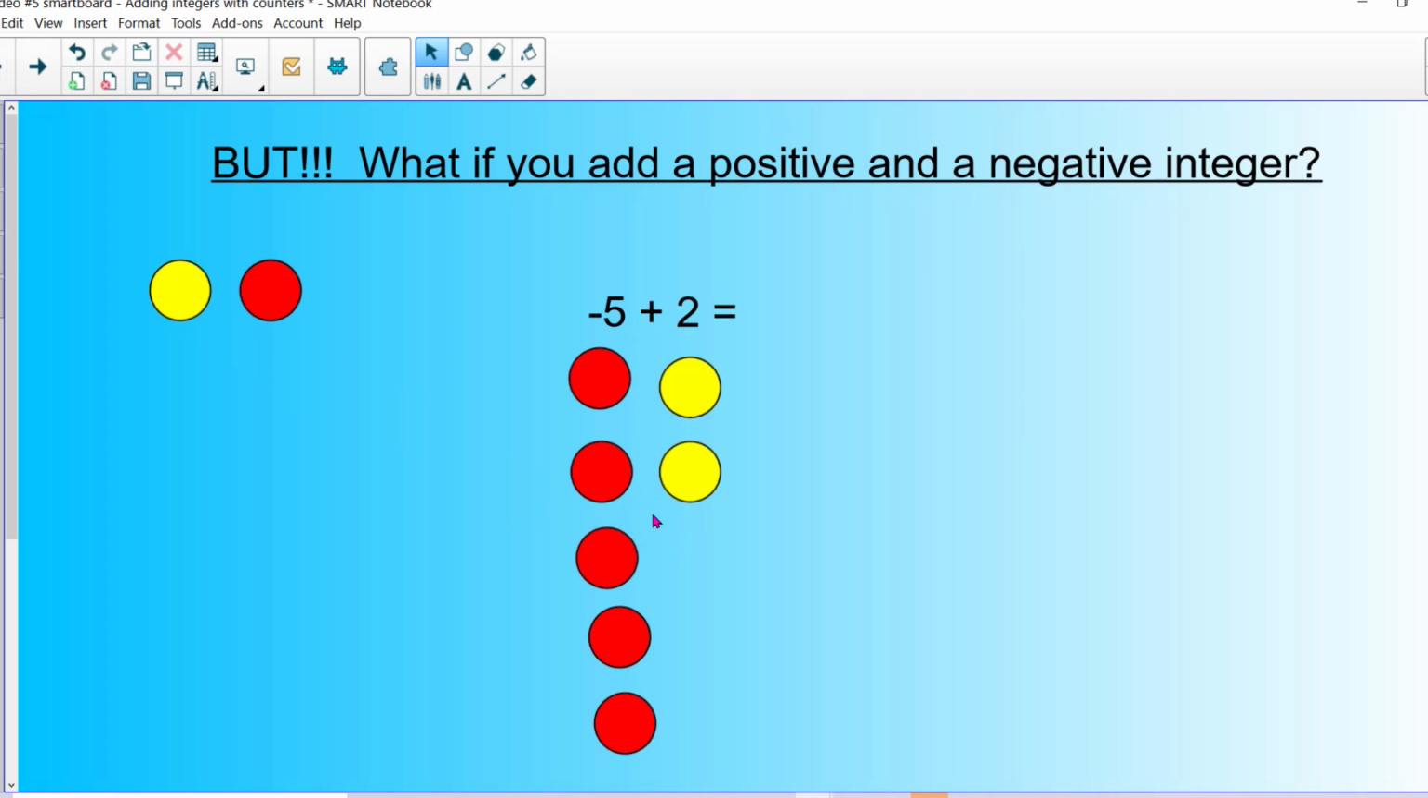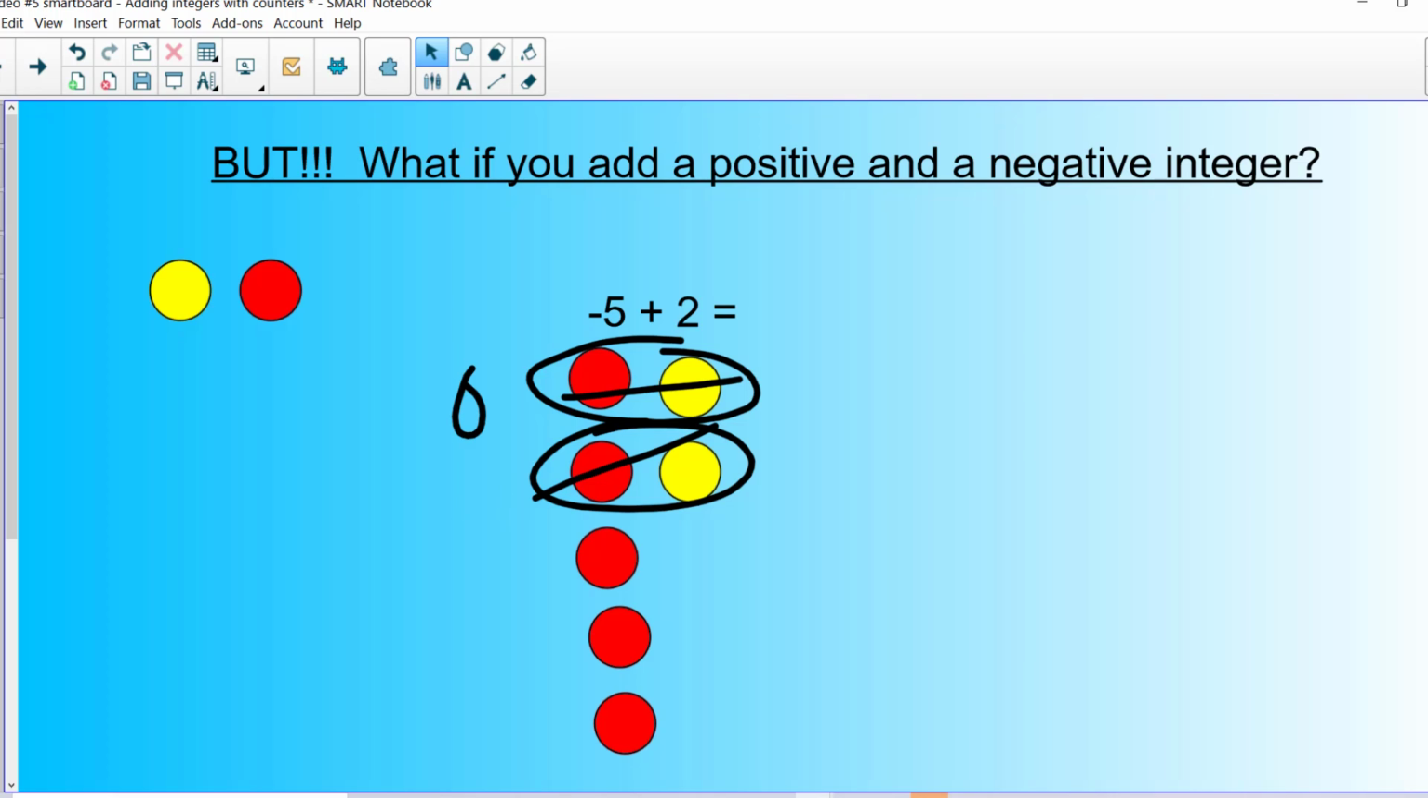Aha, are any of them going to cancel out? Do I have 0 pairs? Yes. Here's a 0 pair, a negative and a positive. They cancel out. And another negative and positive cancel each other out. So what is -5 plus 2? What's left? Because this made 0. So what do I have here? -3. Again, my answer was negative.